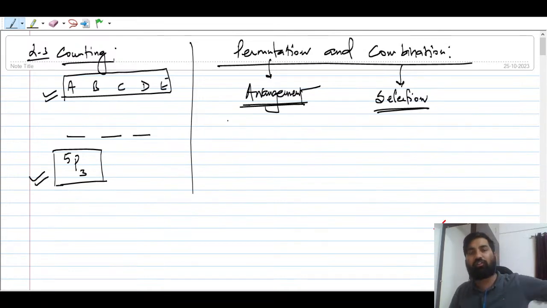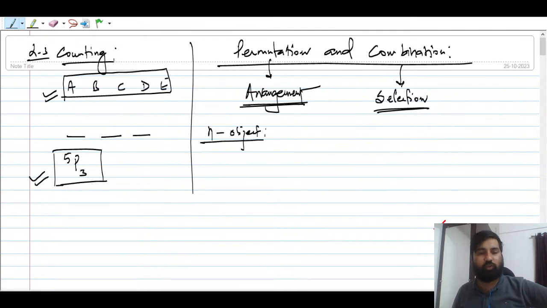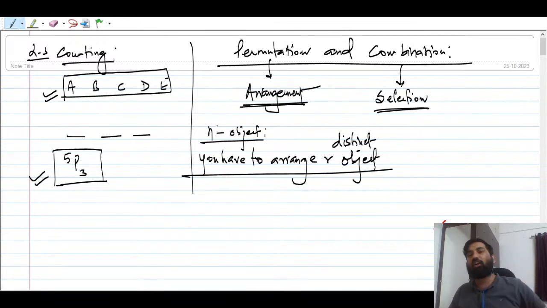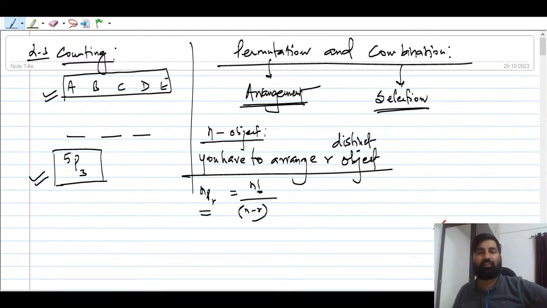Suppose there are n objects, and you have to arrange r objects, and they are distinct objects. So it will be NPR, and NPR is nothing but n factorial upon (n minus r) factorial.